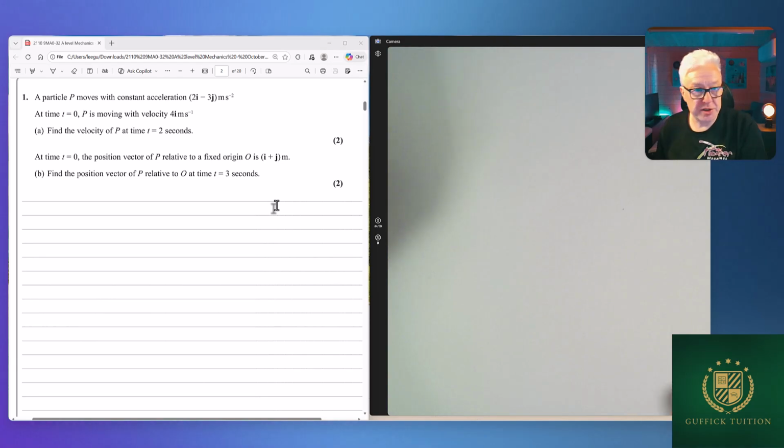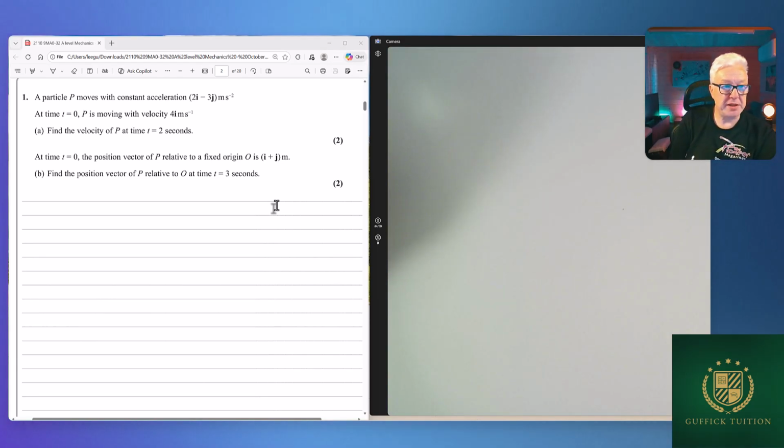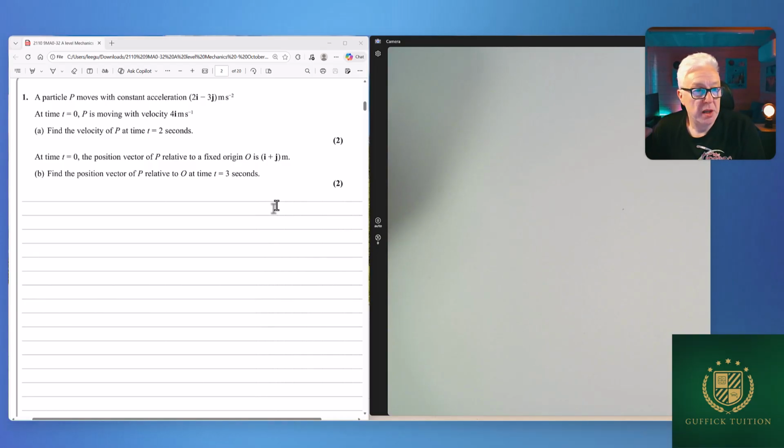Hello everyone, we've got a constant acceleration question but with vectors here. So a particle P moves with a constant acceleration of 2i minus 3j. At time t equals 0, P is moving with a velocity of 4i meters per second. Find the velocity of P at time t equals 2.